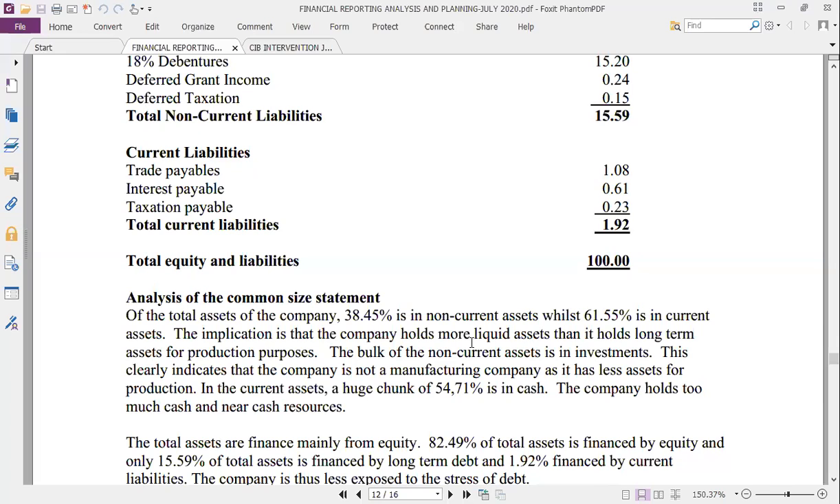The bulk of non-current assets is in investment, not for production purposes. This clearly indicates that the company is not a manufacturing company, which conforms to reality and the norm. It has less assets for production. Yes, because an audit firm will not go and buy production machines. A bank will not go and buy a manufacturing plant. What for? They will not do that.